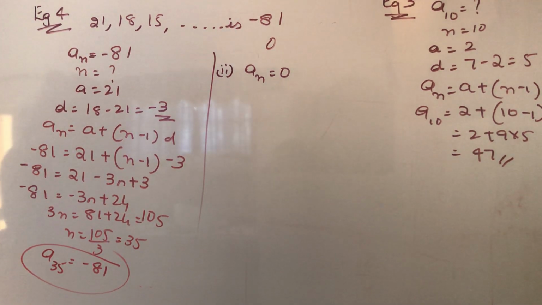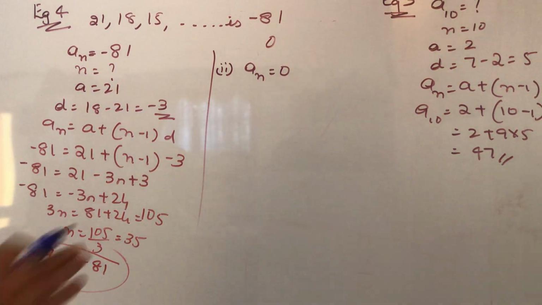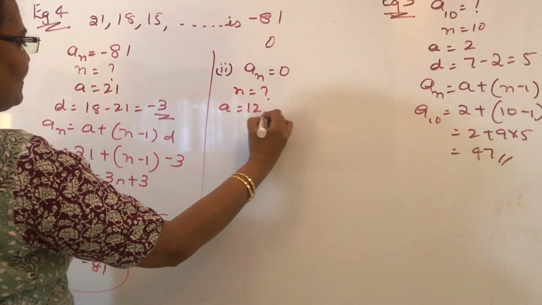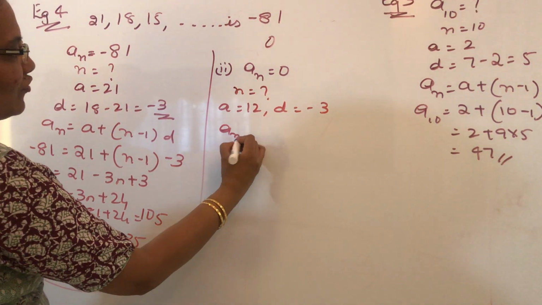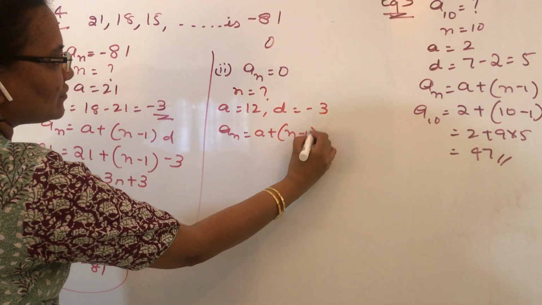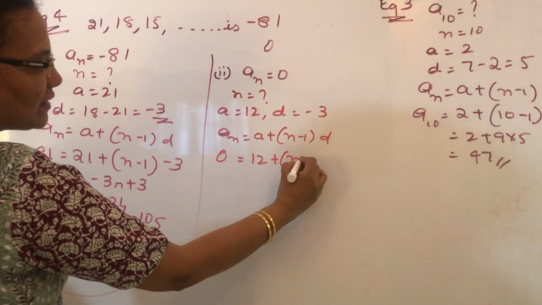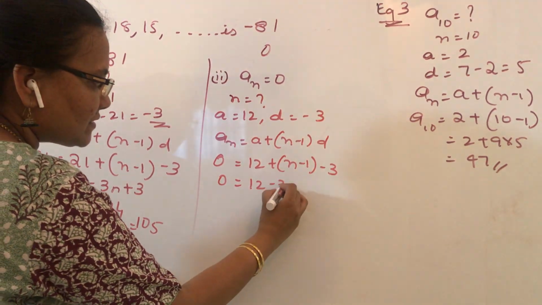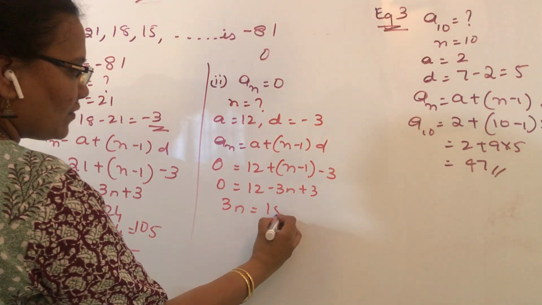The second part of the question is to check whether 0 is there in the series or not. Same way, A of n is 0, n you have to find. A and D remain the same. The same thing you do. So A of n is equal to A plus n minus 1 into D. 0 equals 21 plus n minus 1 into minus 3. So 0 is equal to 21 minus 3n plus 3. Shift 3n here.